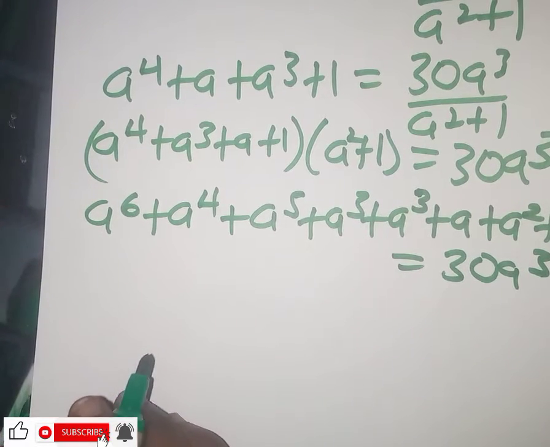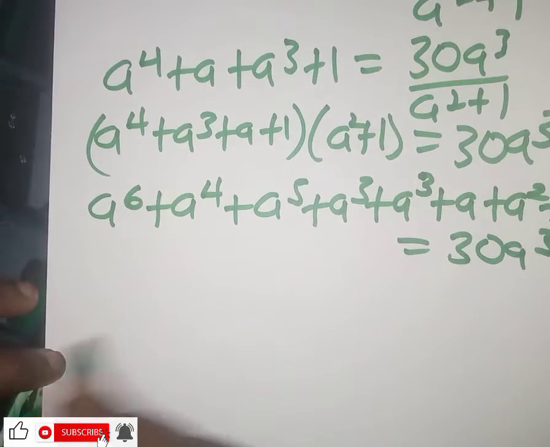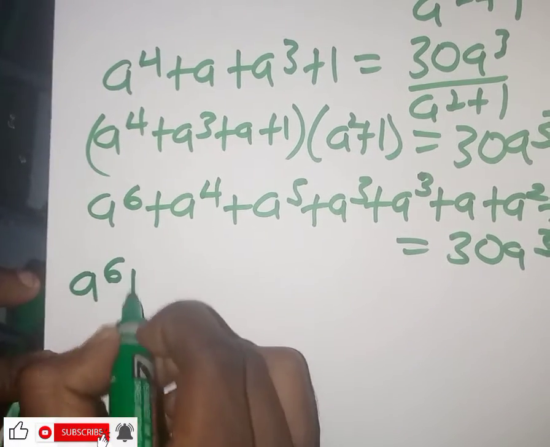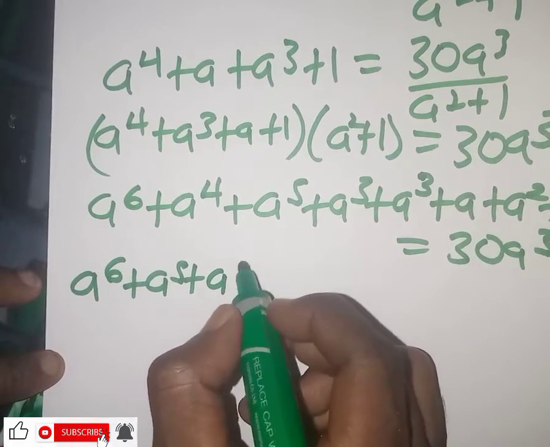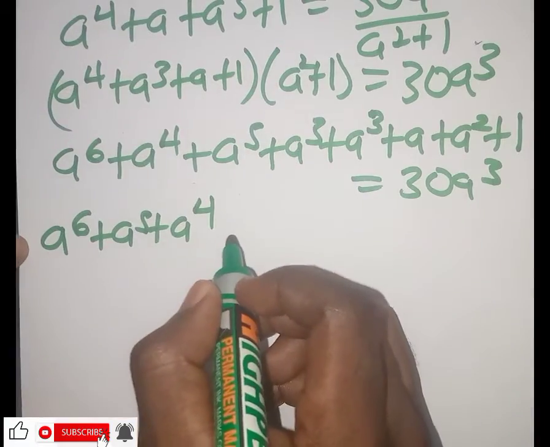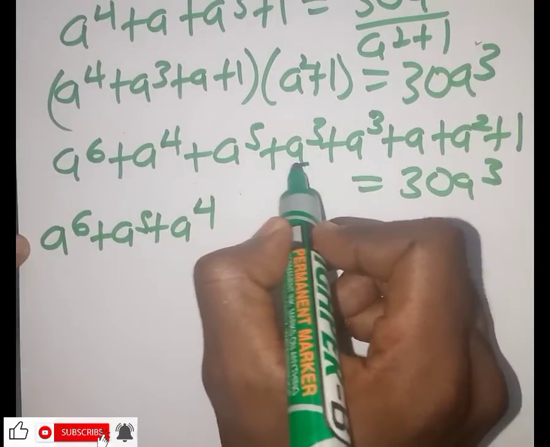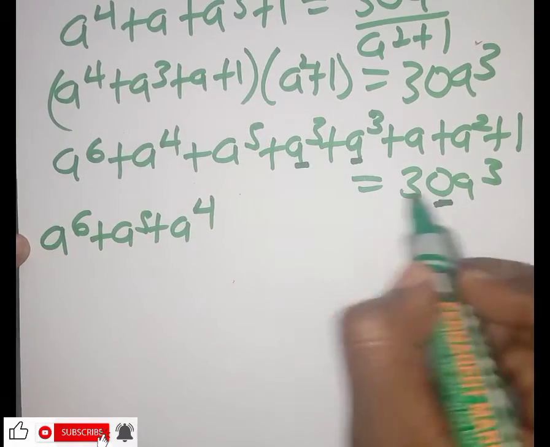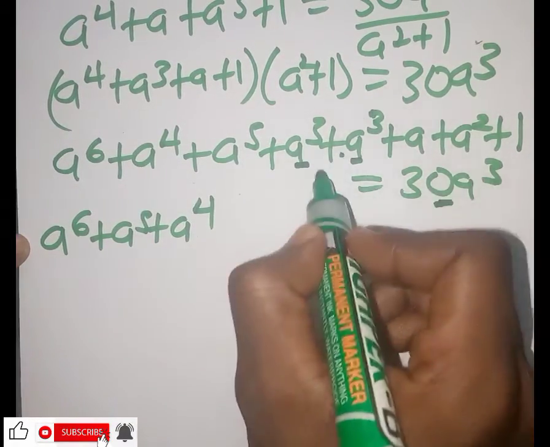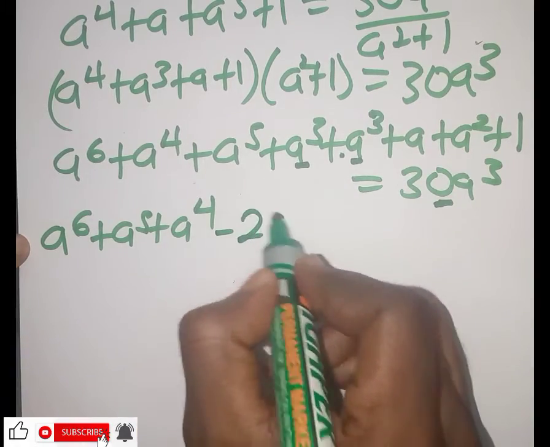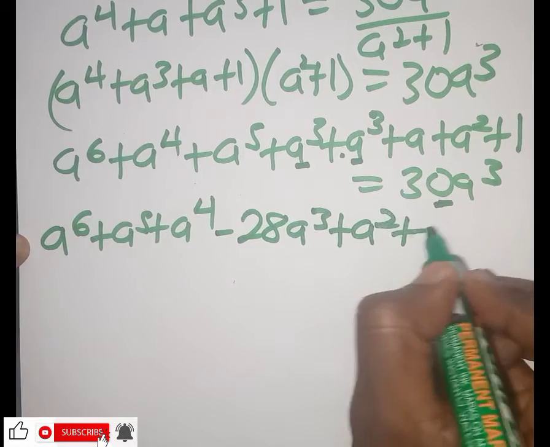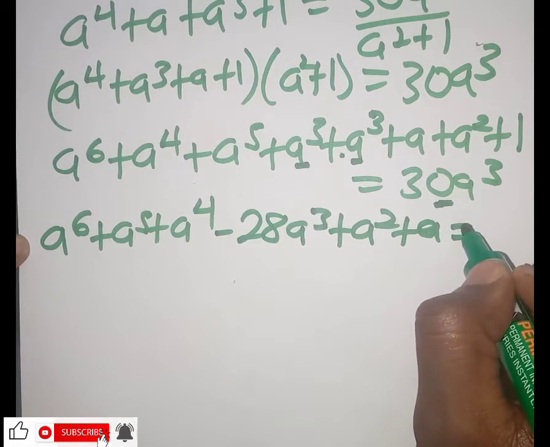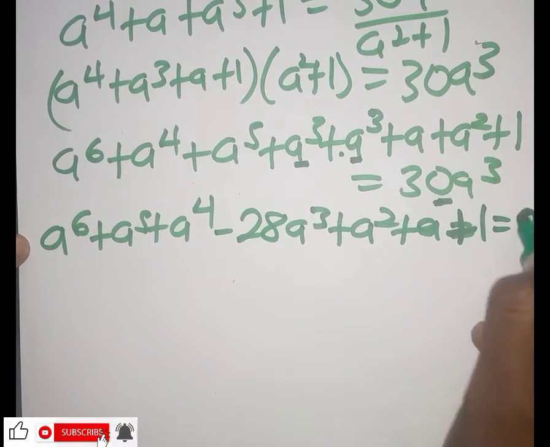Now this is what we have, and what we are going to do next is just to group them very well. So let's group them well. a to the power 6 plus a to the power 5 plus a to the power 4, right? The groupable items, we have a cube, a cube, a cube. So we have 2a cube. Then the 30a cube moves to the other side and becomes negative 28a cube, plus a squared plus a plus 1 being equal to 0.